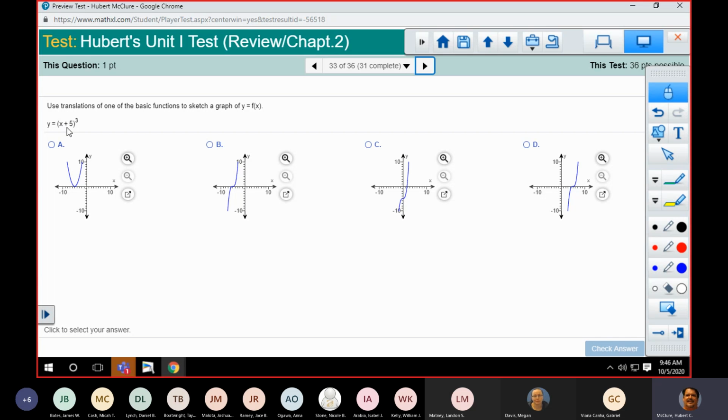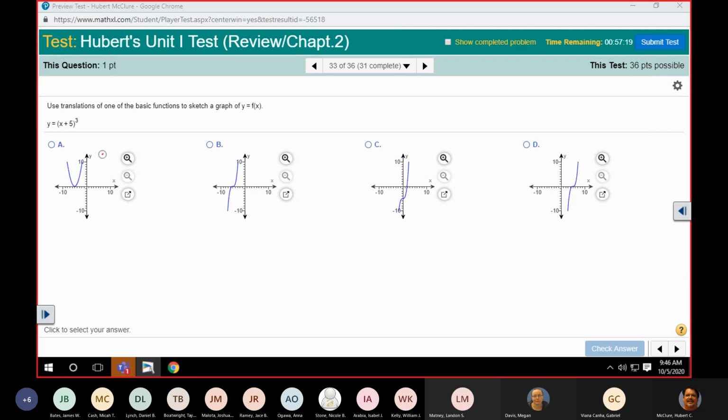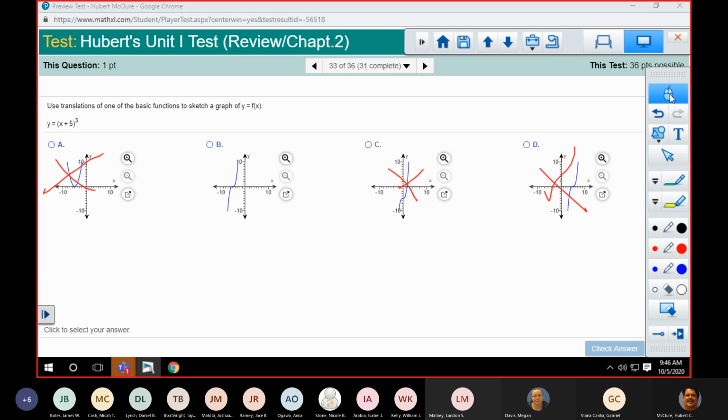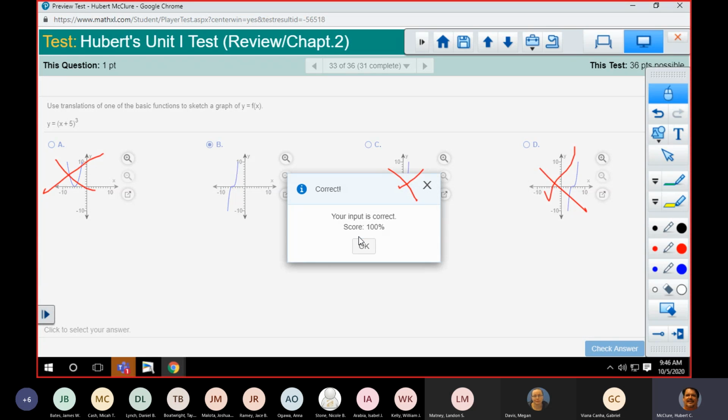Which one of these has a horizontal shift of 5 to the left? Well, you can take these two out. Well, that one out. Okay, this one doesn't have a horizontal shift, so that one's out. So 5 to the left, well, that's 5 to the right, so it's B. There's a lot of questions on here that if you do a little bit of reasoning and critical thinking, you can get them right.